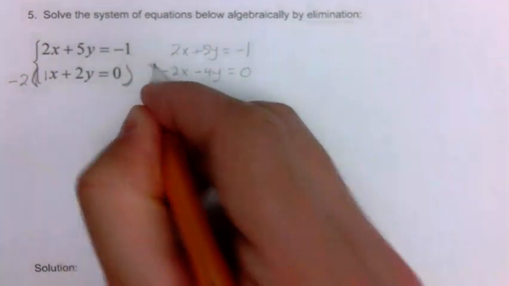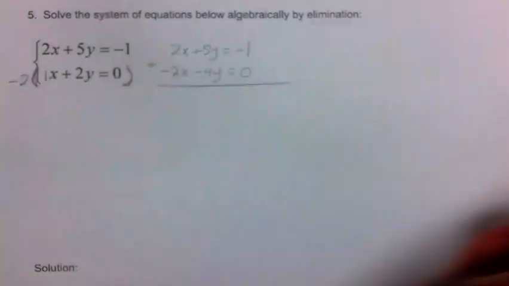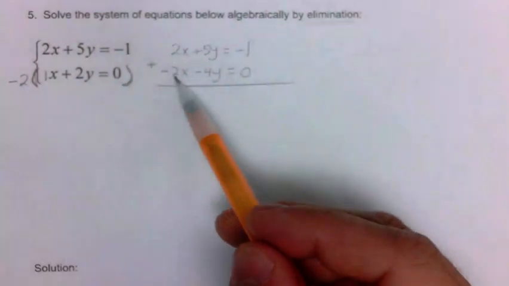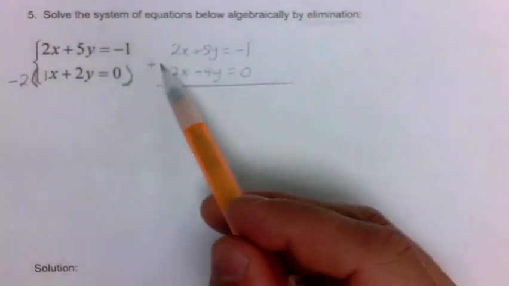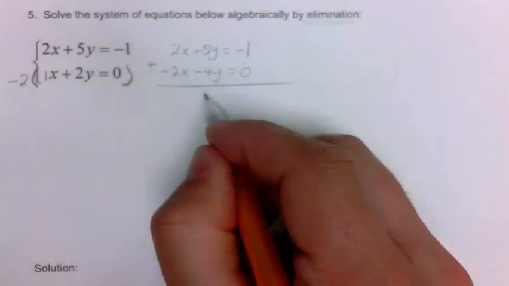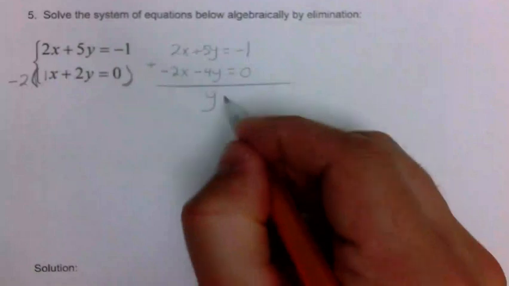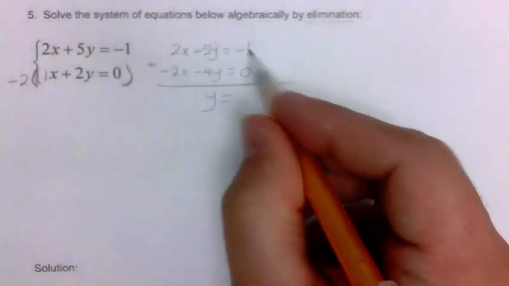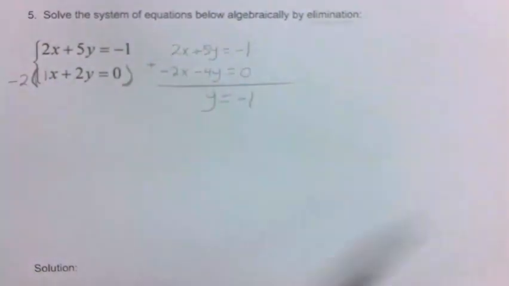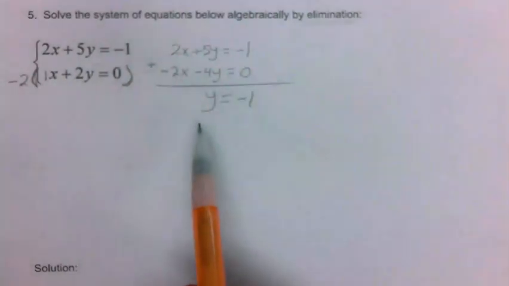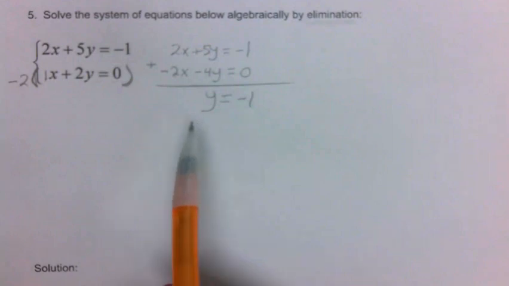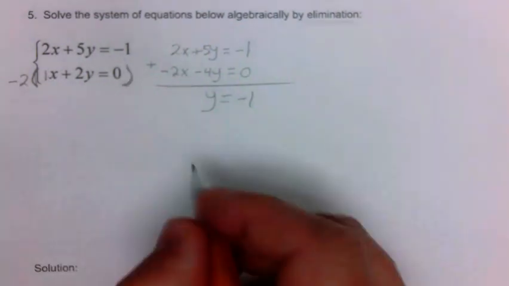That's nice. And now if I look at my x terms here, I see that they are opposites. So I'm going to add these two equations together. 2x plus negative 2x is 0. 5y plus negative 4y is just 1y, which is y. And it equals negative 1 plus 0, which is negative 1. And look at that, we already know the value of y. Y is negative 1.